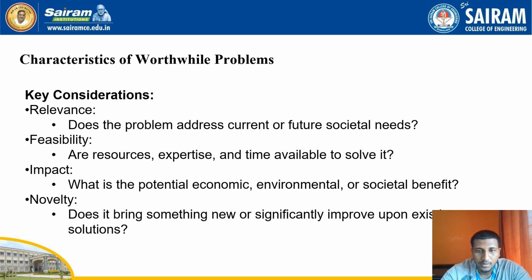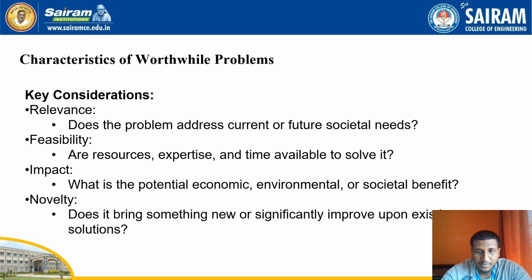Feasibility. The problem is solvable within the constraints of available resources, time, and expertise. It has a clear path for investigation and potential conclusions and solutions. Example, designing a cost-effective water filtration system for rural communities. Next is the impact. The problem has the potential to create significant positive change. It benefits a large population, improves quality of life, or enhances efficiency. Example, developing accessible assistive technologies for people with disabilities.